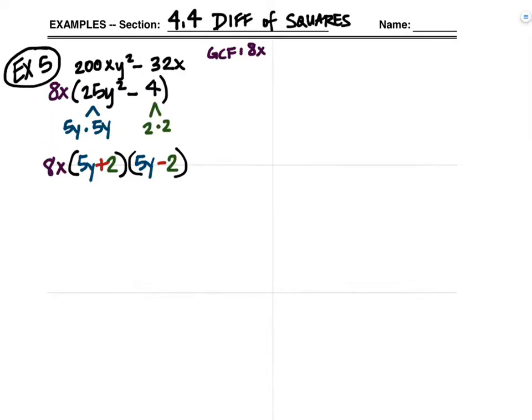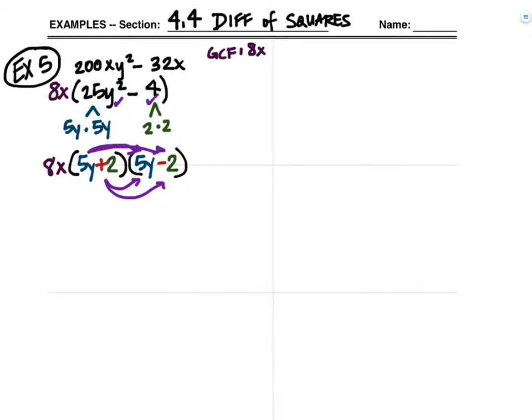I'm going to make sure I drop down that 8x as my greatest common factor. In order for this to be completed, I need to have that 8x. It has to be there. So again, I'm going to check my work before I box in my answer. So multiplying 5y times 5y, I'm going to get 25y squared. And 5y times negative 2y is the opposite of 2 times 5y. Those guys go away, which is exactly what we want. 2 times negative 2 is going to give me that negative 4.